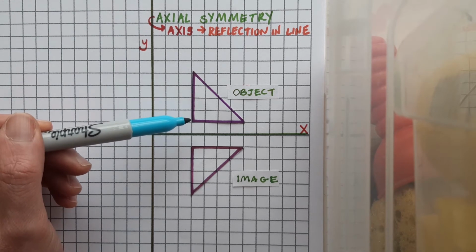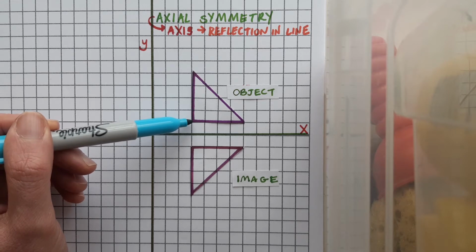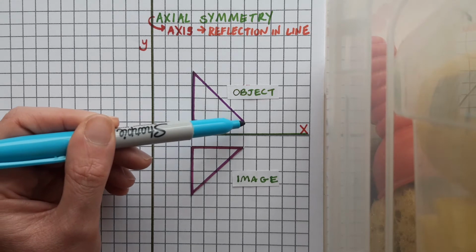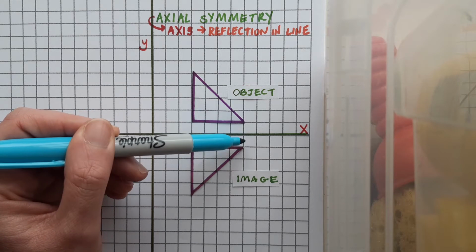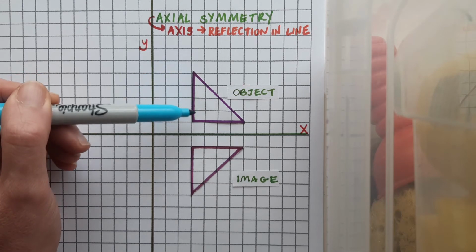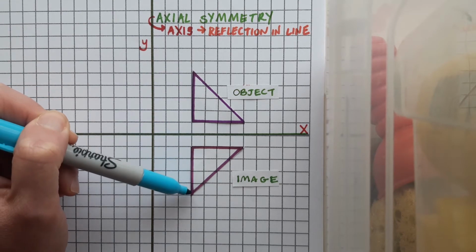So looking at the individual vertices in the object, to get to the axis is a distance of 1, and then a distance of 1 on the far side. From this vertex, a distance of 1, a distance of 1 on the far side. From this vertex, a distance of 5, and then a distance of 5 on the far side.